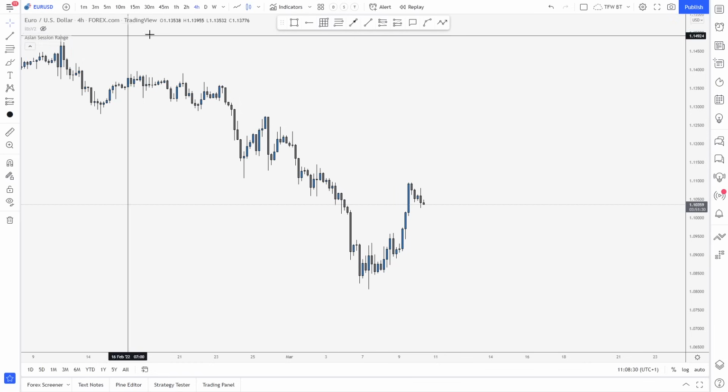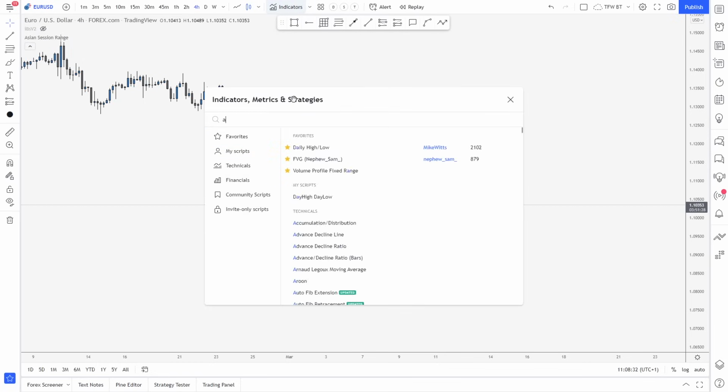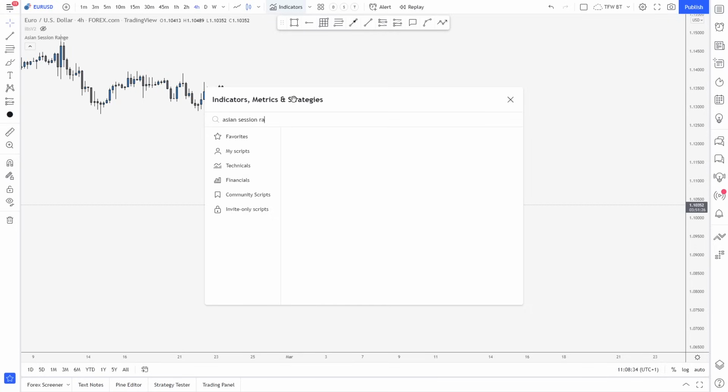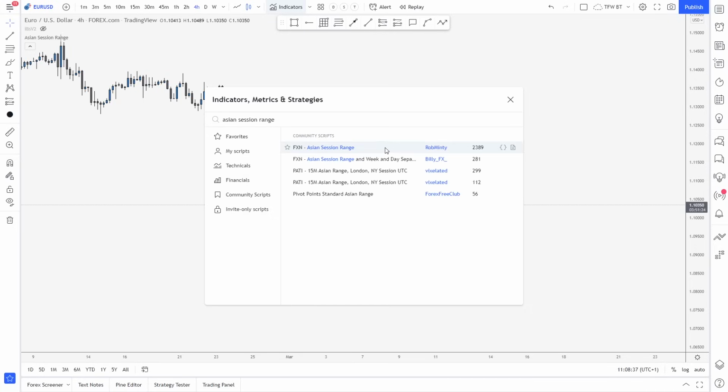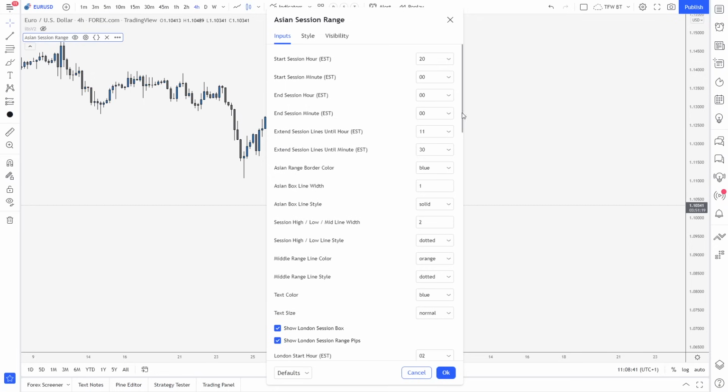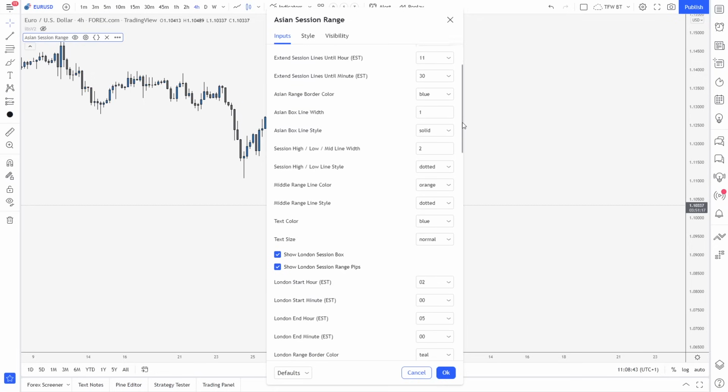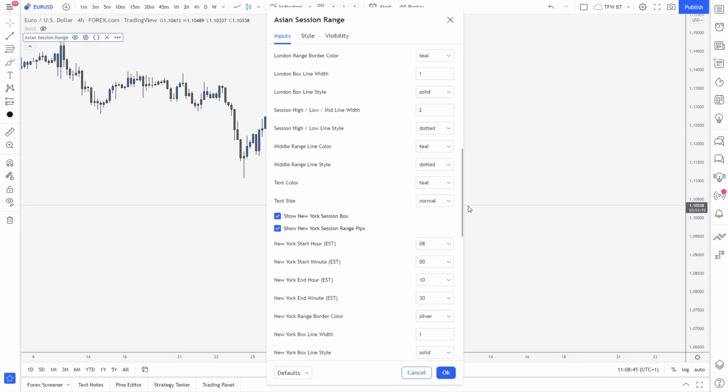This is the indicator. It's called Asian Session Range. You go to indicators and you type Asian Session Range. You click on this one by Rob Minty, right? Click on it. And then of course, in that video, I go through my precise stats. I'm just going to go through them very quickly right now so you can copy them on your charts.